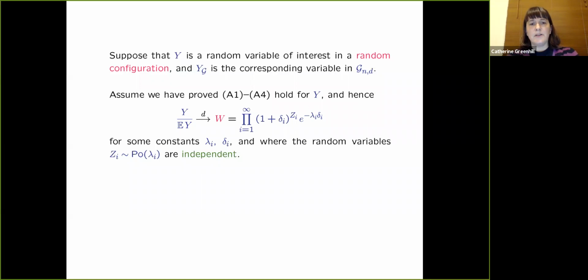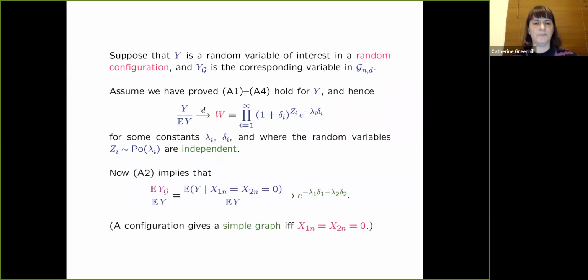What about the distribution? If you're interested in the distribution of this random variable, so we know that Y divided by its mean tends in distribution to W. What can we do? Well, the first thing to note is that A2 immediately gives you the expected value of Y for graphs. So we have this ratio: the average value of Y in the graphs is the same as the average value for Y conditioned on your configuration being simple, because every simple graph corresponds to the same number of simple configurations.